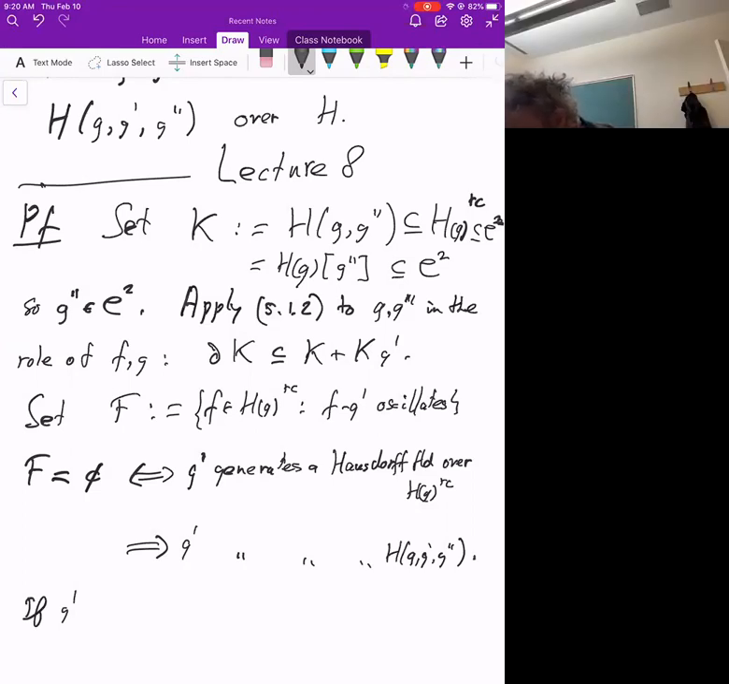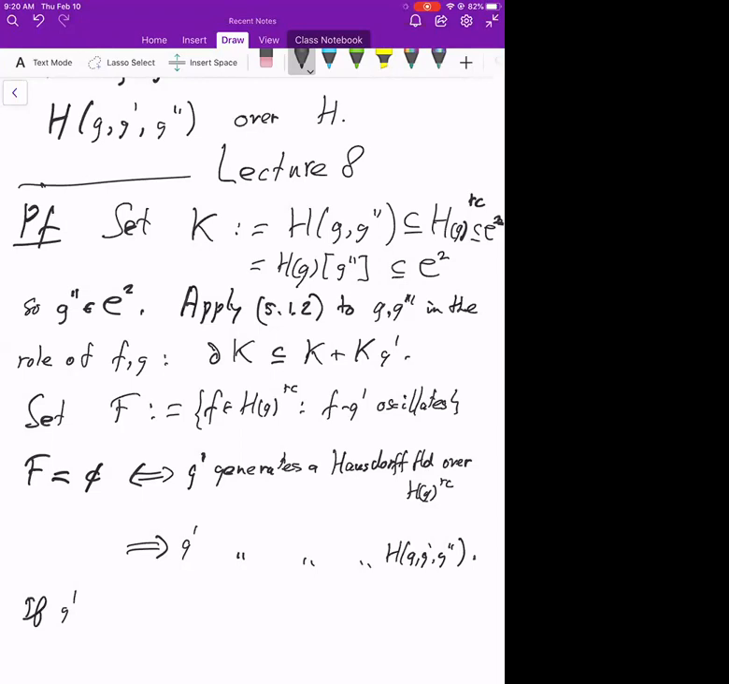I actually meant G generates a Hausdorff field, namely this one. It does generate this Hausdorff field. But you're right, it's a Hausdorff field over H, G, G double, but the Hausdorff field that it generates is this one. Does that make sense? Yes, it's okay. Right, okay, yeah.